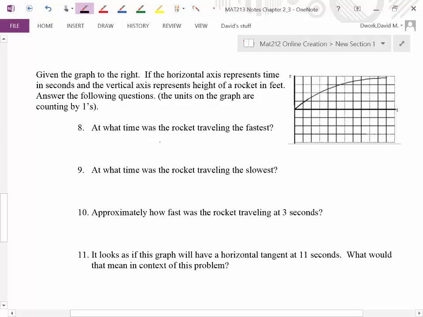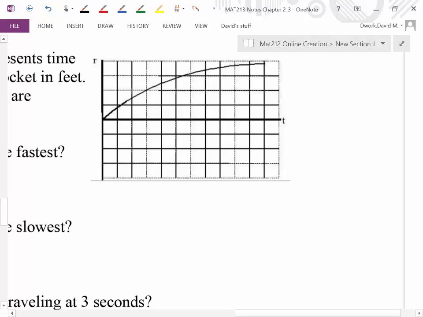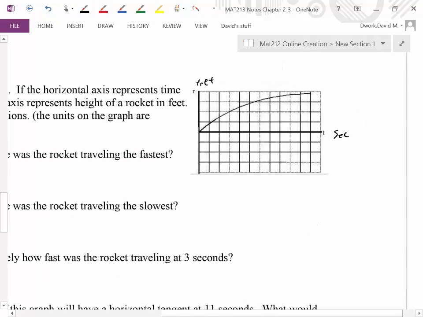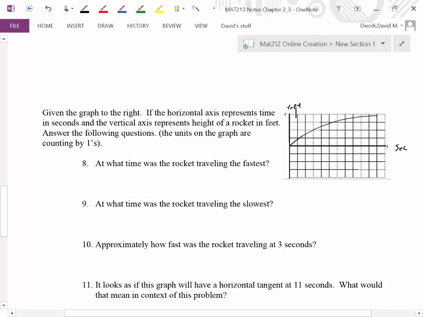Okay, at what time was the rocket traveling the fastest? Okay, so if this again is measured in time, let me label these. So time was measured in seconds, and this was measured in feet. How on earth would we get to talk about speed? Well, speed is a measurement of miles per hour or feet per second or something like that. So we need to get one thing divided by the other. Well, hey, isn't that what we were just doing with derivatives?